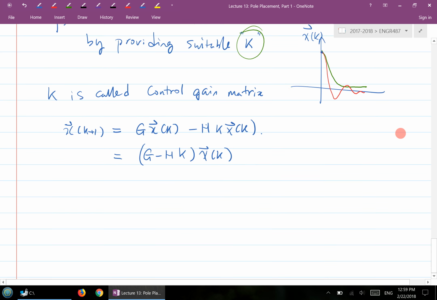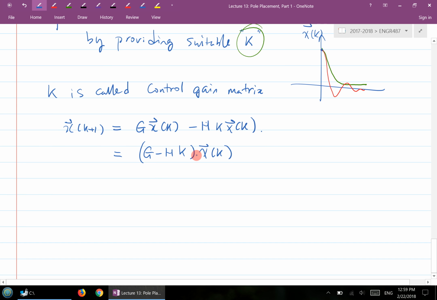Okay. So if this is a system, let's take a look at the solution for the system here. What will be the solution here? We start from x1 here, so that's g minus hk times x of 0. You can start from here, and then we'll start to iterate.